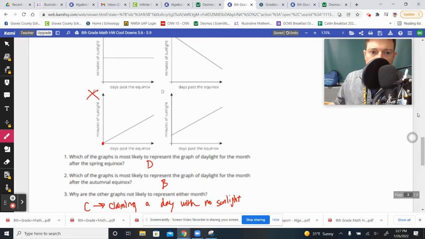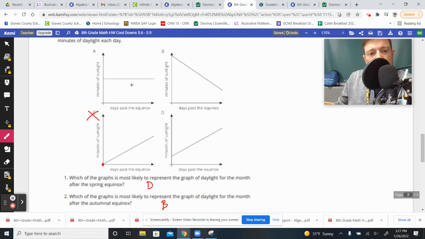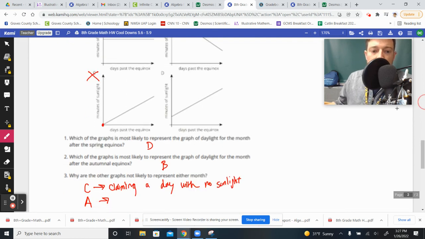Okay, let's go to A. The problem why we're not picking A is because there's no change. If you live in the northern hemisphere and you're not on the equator, then you're going to see changes in how long the days are because of the tilt of the Earth on its axis. So this doesn't make sense because the minutes of sunlight in the days are constantly changing as the days pass, and this one suggests no change. So the problem with A is that it suggests no change in day length.